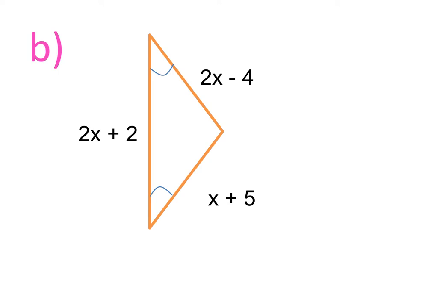All right, go to B. Now you're given stuff. The biggest mistake people make when they see these is they add them up and set them equal to 180. What's wrong with that?